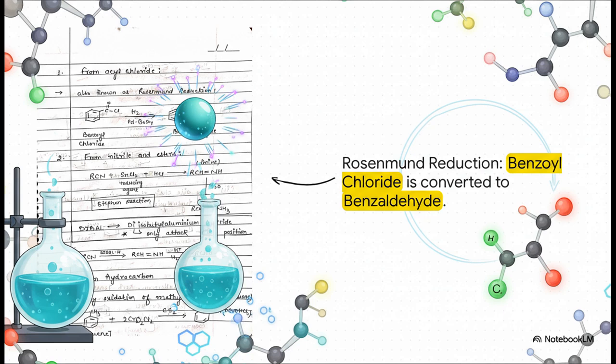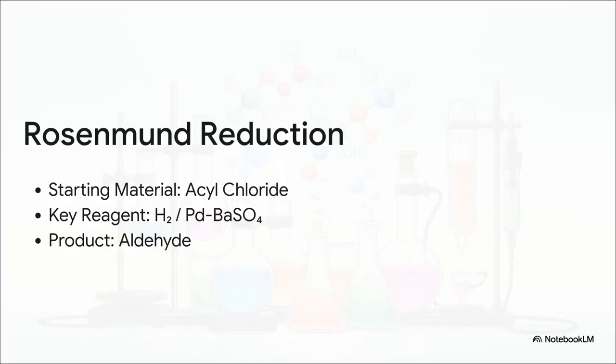See that benzoyl chloride on the left? Well, by treating it with hydrogen gas and this special palladium-barium sulfate catalyst, we can selectively swap out that chlorine atom for a hydrogen. And just like that, bam, we get our final product, benzaldehyde. It's a really clean and direct way to get the job done. So the recipe is simple. You start with an acyl chloride, you use the Rosenmund catalyst, and you get an aldehyde.